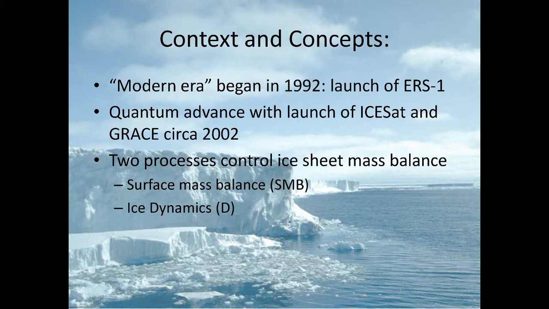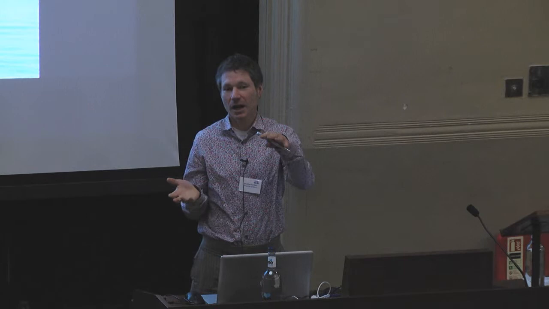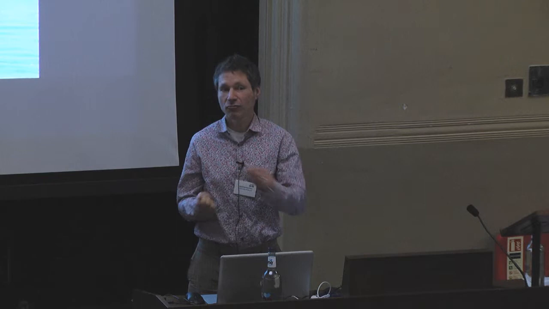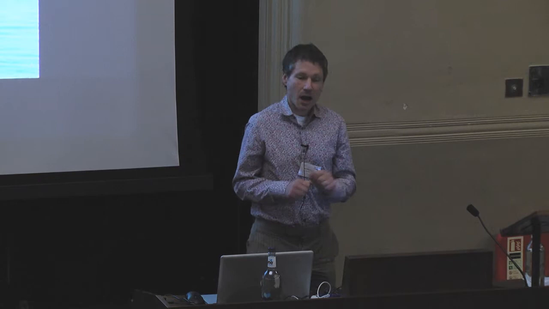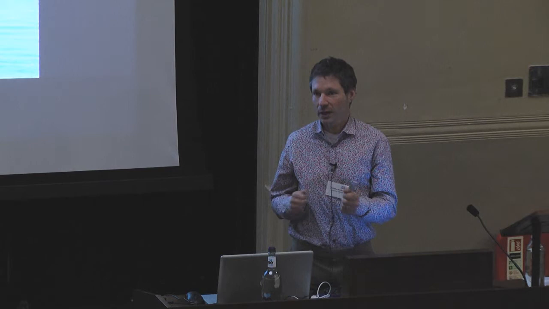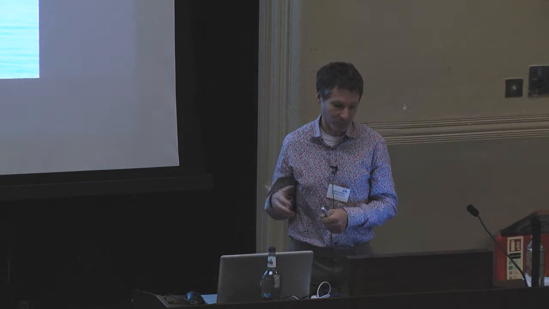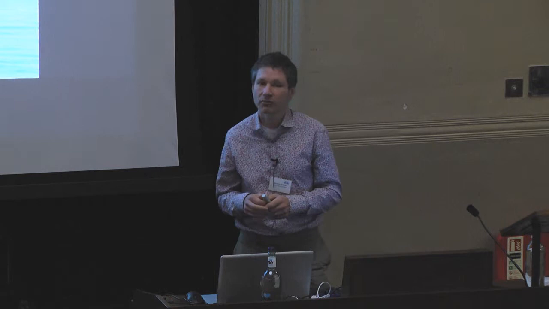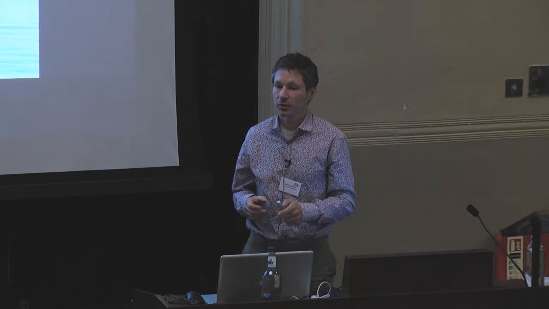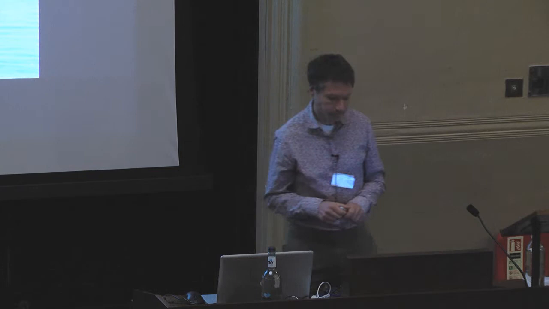The first process is the surface mass balance, SMB. That is everything that happens at the surface of the ice sheet: snowfall, sublimation, evaporation, and runoff, surface runoff in the case of Greenland. SMB responds almost instantaneously to changes in climate. It's responding to weather on a monthly to seasonal to interannual timescale. So there is a very large interannual variability in SMB for both Greenland and Antarctica, and in Greenland there's a very big seasonal cycle as well. So a very short response time for SMB.